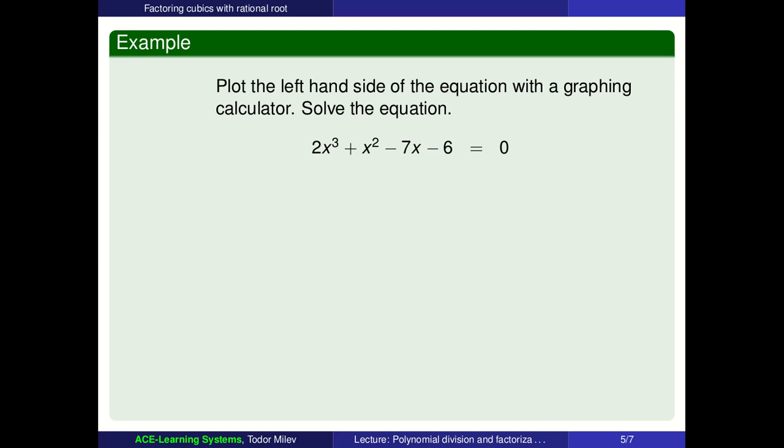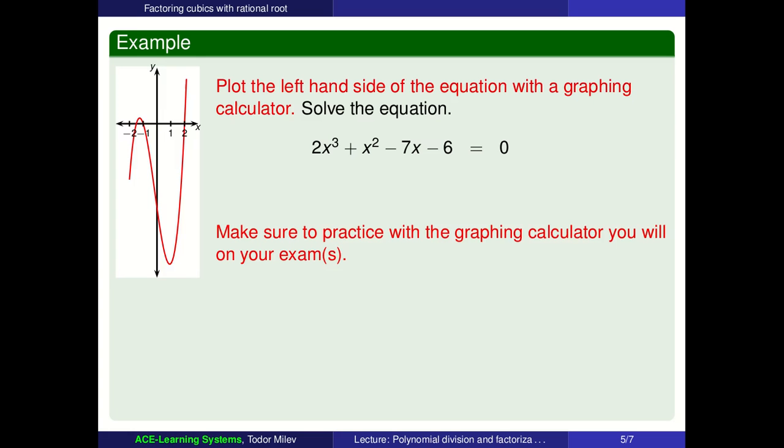So let us use our graphing device to plot 2x cubed plus x squared minus 7x minus 6. Now, please try to plot that on your graphing device right now. Please use the same graphing device you plan on taking with you to your exams. The resulting plot should look something like this.